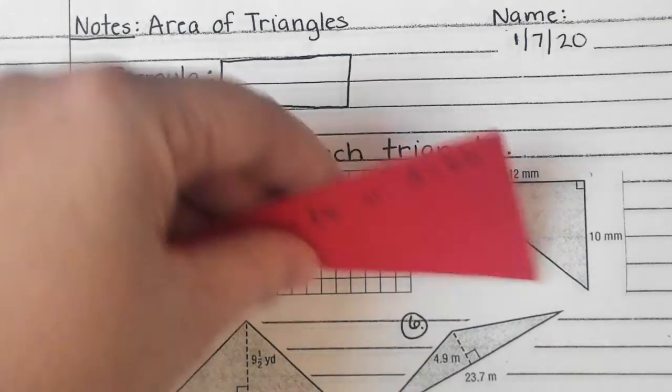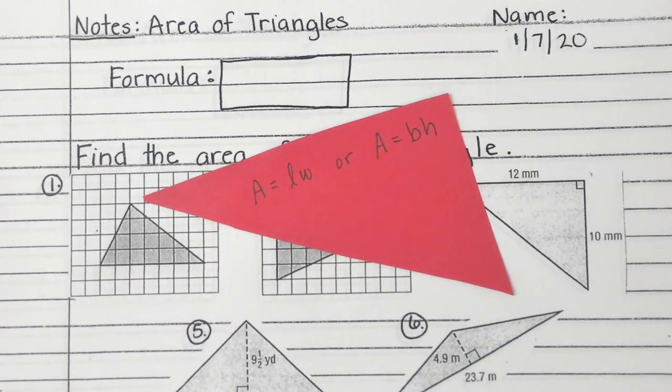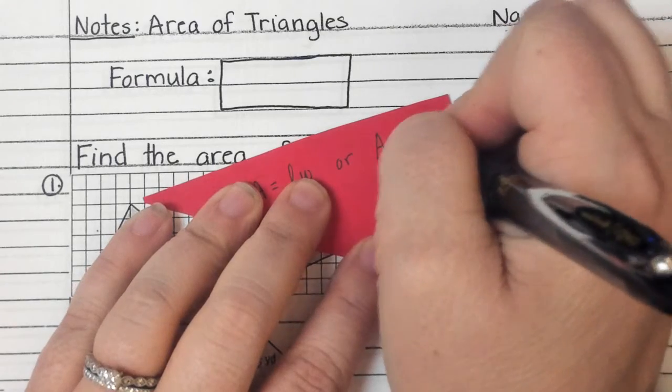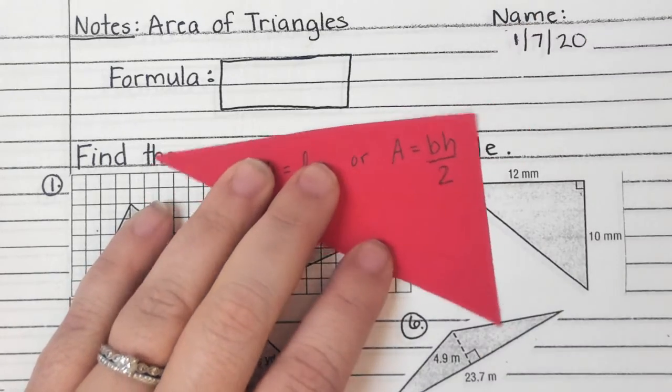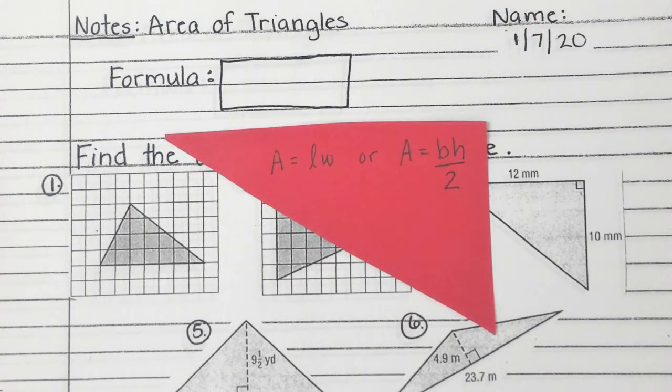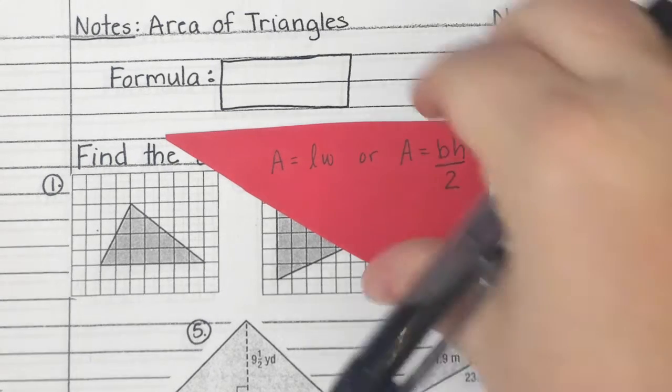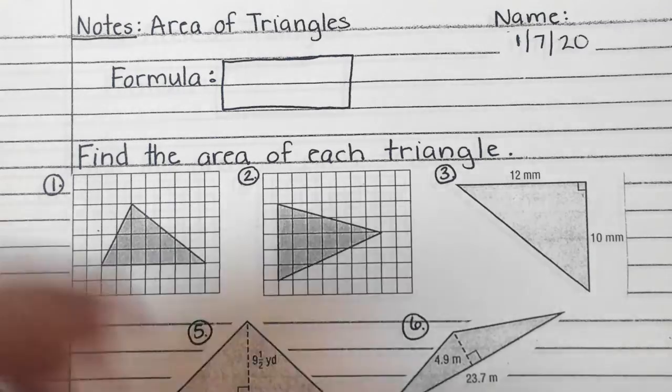What shape did I just make? A triangle, right? And I want you to look at the formula over on the screen. It says A equals BH divided by 2. Because if I cut something in half, what's that the same as doing? Dividing by 2.